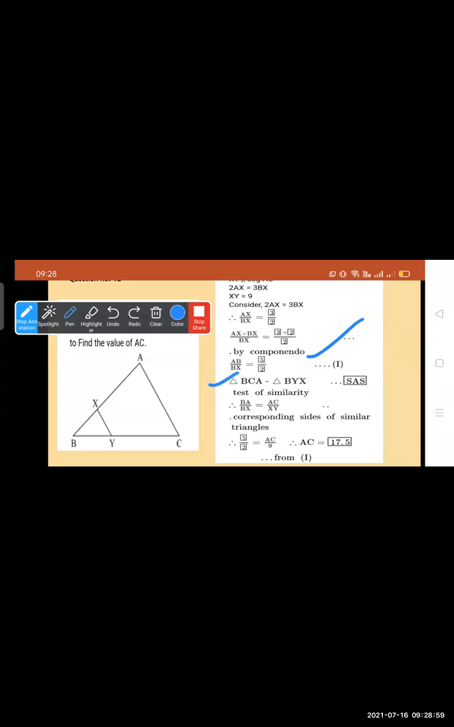Here we show two triangles are similar by the SAS test. So here we take corresponding sides of similar triangles, and this ratio is 5 by 2. XY is 9. Cross multiply here. So 9 into 5 by 2, we get 17.5 here. So the value is 17.5.